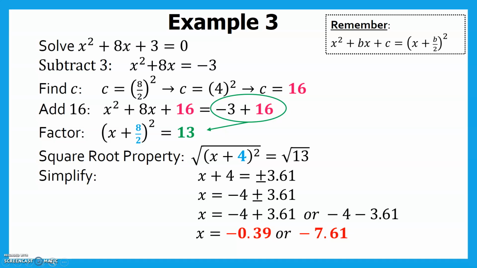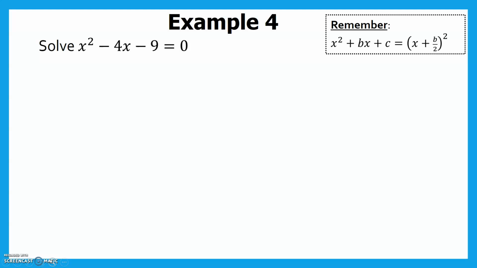We're doing the same process every single time. We're just changing the numbers. So example 4. First step, add that 9 to get rid of it. So I get x squared minus 4x equals 9. Now this one's a little different than the ones that we've looked at because that b term is now negative. So let's see what happens.